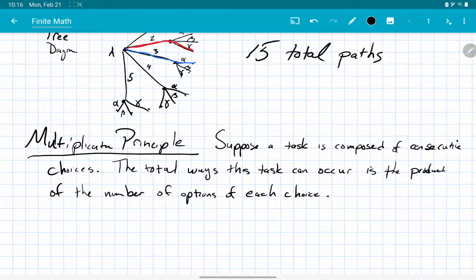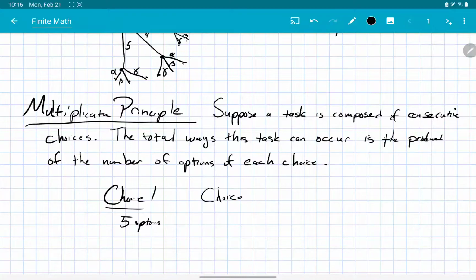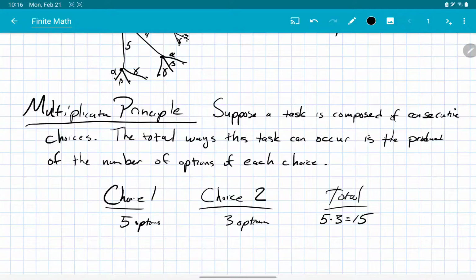Okay, so the total number of paths is the product of the number of choices we have for the paths, right? So for our choice 1, the first choice we had 5 options. Choice 2, above when we talked about the paths, we had 3 options. So the total possible options is 5 times 3, which is 15, which is what we just counted. Right?